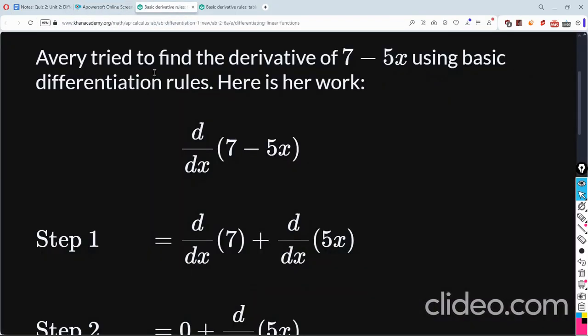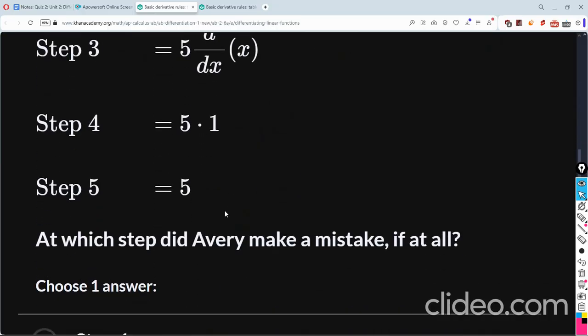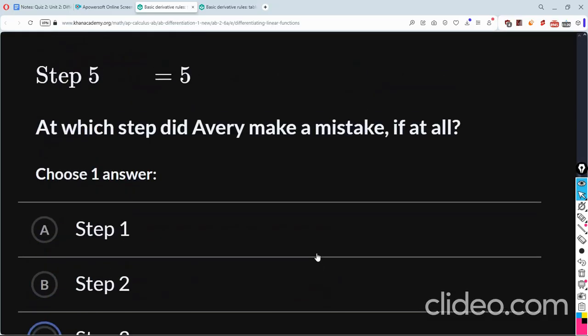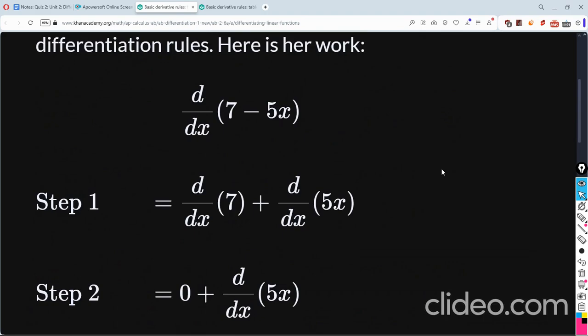All right, so here Avery wanted to find the derivative of 7 minus 5x. And here's the original, then here are her steps. They want us to see in which step Avery made a mistake, if at all. Okay, so let's check her work here.